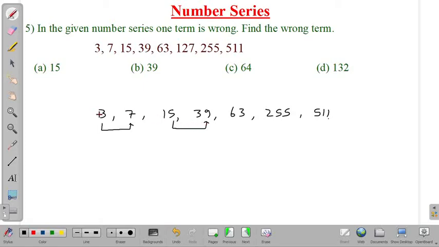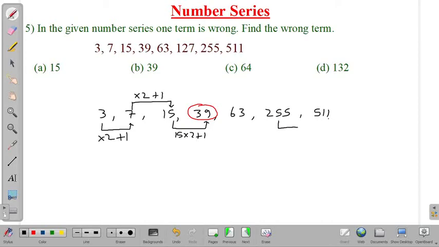If we multiply the first term by 2, so into 2, then how can we get 7? If we add 1, so into 2 plus 1. In the next term, if we multiply 7 by 2, 14, and if we add 1, we are getting 15. Same logic if we apply here, 15 into 2, so it must be equal to 30 plus 1, that is 31. Okay, so this is our doubt term, so we will circle it out. Then we will see from the last whether our logic is okay or not.